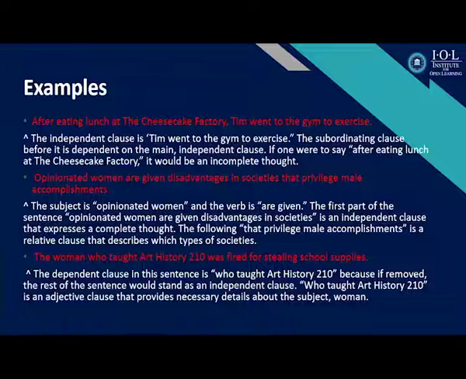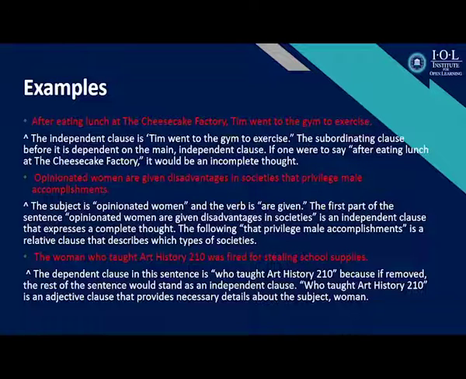Now this sentence contains two clauses. One is dependent, one is independent. And we have a subordinate conjunction here, which is "after". Then we have: Opinionated women are given disadvantage in society, the privileged male accomplishment. This sentence again contains an independent clause and a dependent clause, and they are joined by a pronoun, which is "that".